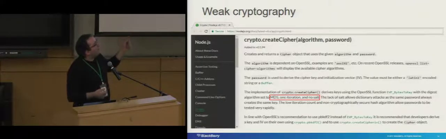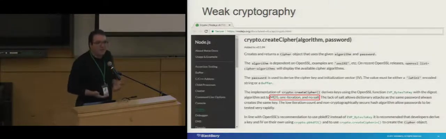Unfortunately, the key derivation is done using MD5 with one iteration and no salt, and there is no way to override that. So I don't know why these functions aren't deprecated. The documentation is pretty clear that you should not be using them. I have encountered them in production code before, so if you see those pop up, they're probably wrong.